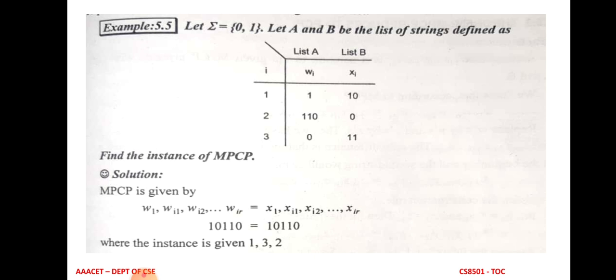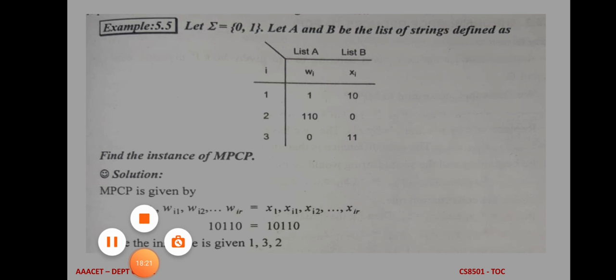After 1 you can change the order or combination of any integer value, 1, 2, 3 or 1, 2, 2, 1, 1, 3. You can change the order of that integer, but for MPCP the solution will start with the initial integer value of 1 only. So this is the main difference between PCP and MPCP.